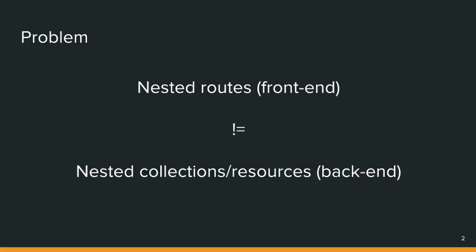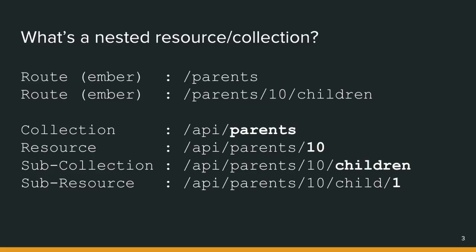So just to clarify what I mean by nested route and what I mean by nested resources and collections, if you look at the top, you'll see a typical route. This is what you'd enter in your address bar. You enter parents. That would then be resolved by your router, and eventually you would render a template. Likewise, if I entered parents/10/children, I would resolve this in my route. That 10 would be interpreted as a path parameter, and I would render the page through a template, which all looks great.